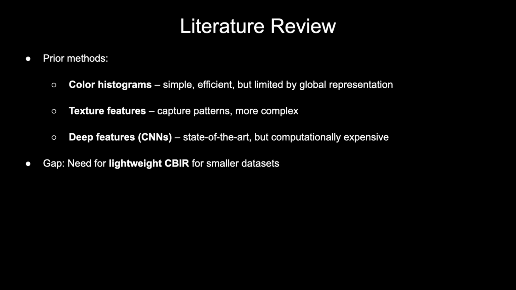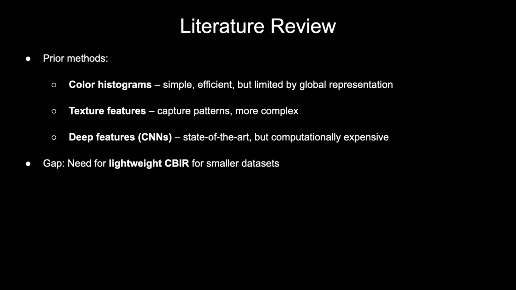Coming to the literature review. In the literature, many approaches to CBIR have been explored. Early methods focused on color histograms. They are simple and computationally efficient, and they work well for capturing global color distributions. However, the limitation is that two very different images can still have similar overall color histograms.